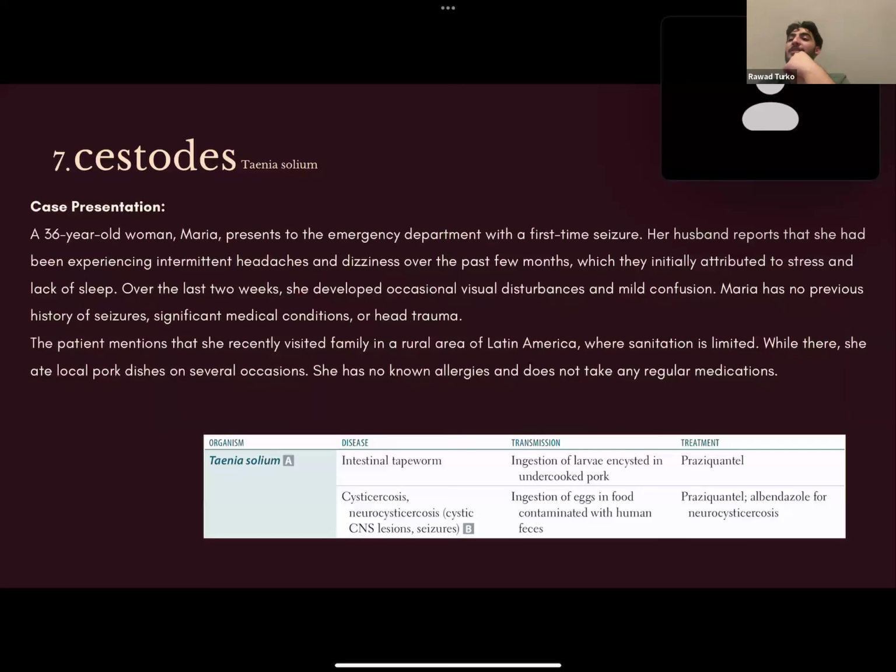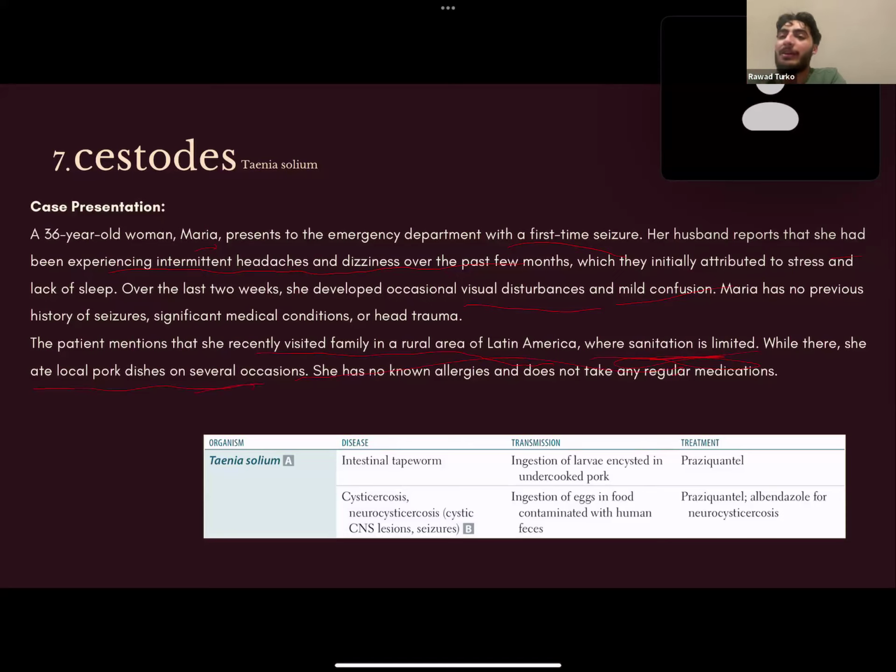Okay, but here we'll look at the clinical presentation. Now we'll be able to tell. So Maria presents with a first-time seizure. Immediately, this is telling you, okay, it's not GI. She reports that she had been experiencing intermittent headaches and dizziness over the past few weeks, which they initially attributed to stress and lack of sleep, visual disturbances, and mild confusion. No previous history of seizures. Recently visited family in a rural area of Latin America where sanitation is limited. While there, she ate local pork dishes on several occasions. She had no known allergies and does not take any regular medication.